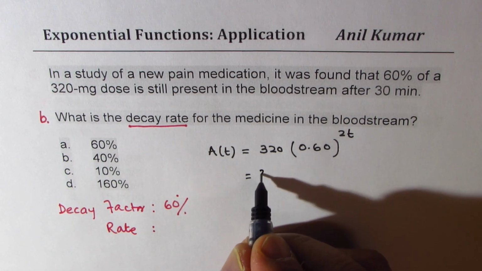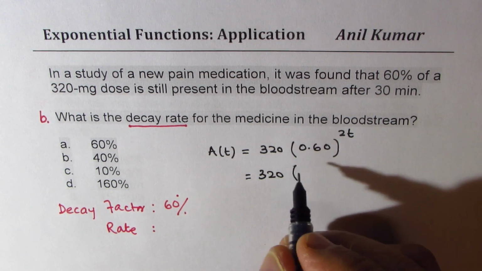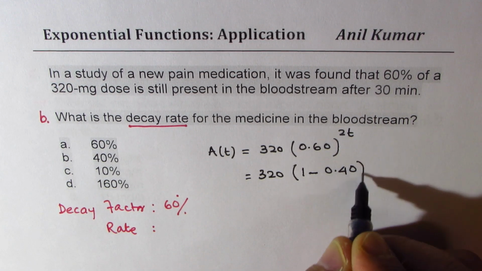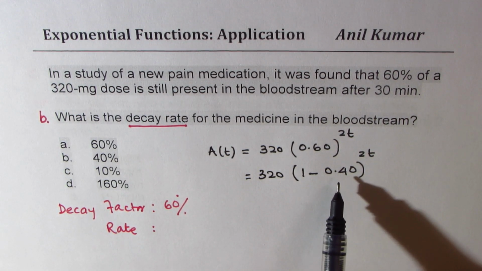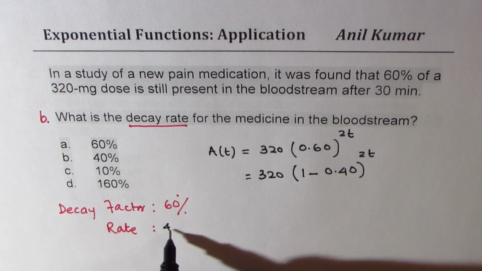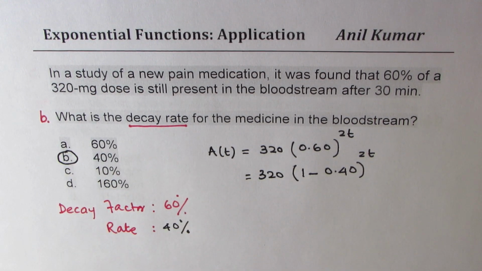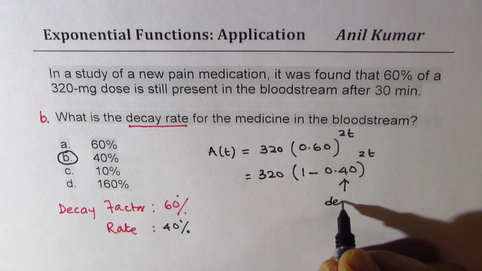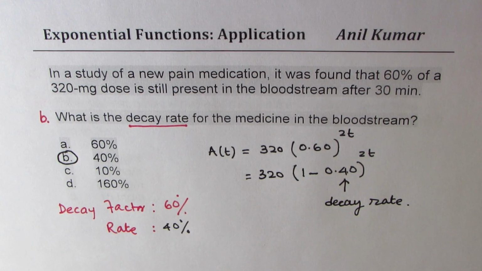So there is normally a confusion in this. So let me rewrite this. So when I say 0.60, I'm trying to say 1 minus 0.40, right, to the power of 2t. So every time it actually decays by 40%. 60% remains. So the decay rate is 40%, not 60%. So option B is the right option, correct? So you have to find this, which is called the decay rate. So I hope this point is absolutely clear.